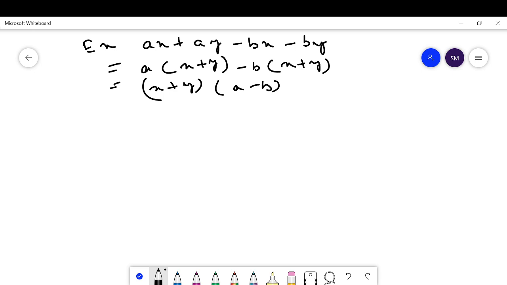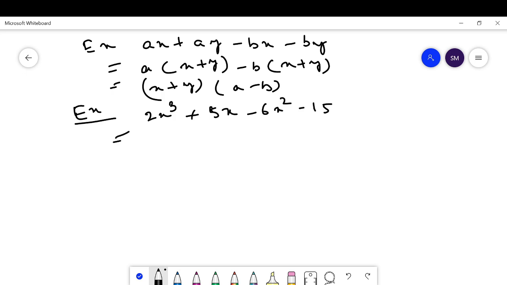These algebraic expressions ax plus ay minus bx minus by can be factorized in the form x plus y into a minus b. I have already told you what is factorization. Factorization is the expression of the algebraic expressions in the form of a product. Here another question is given: 2x cube plus 5x minus 6x square minus 15.